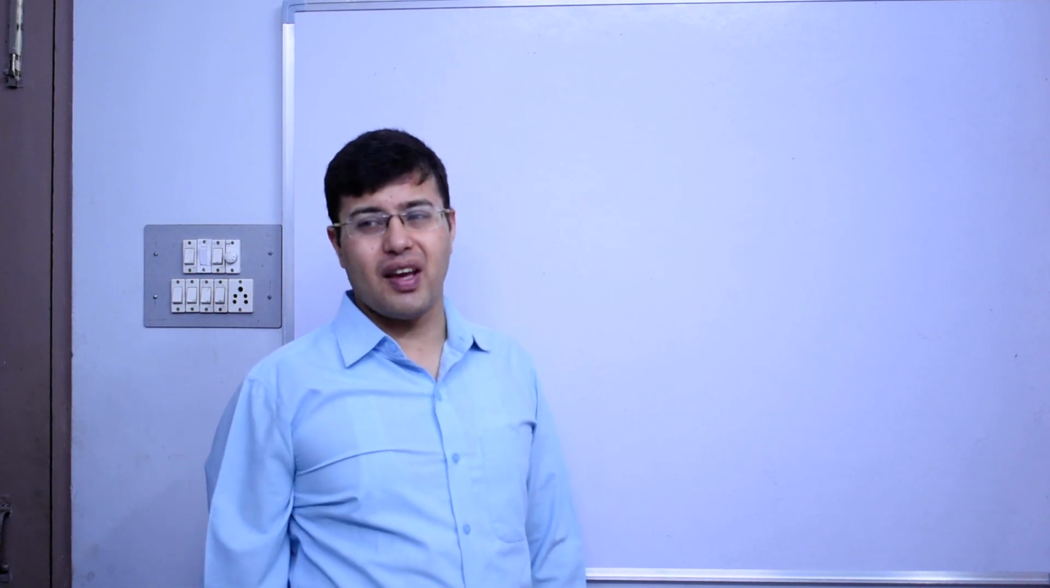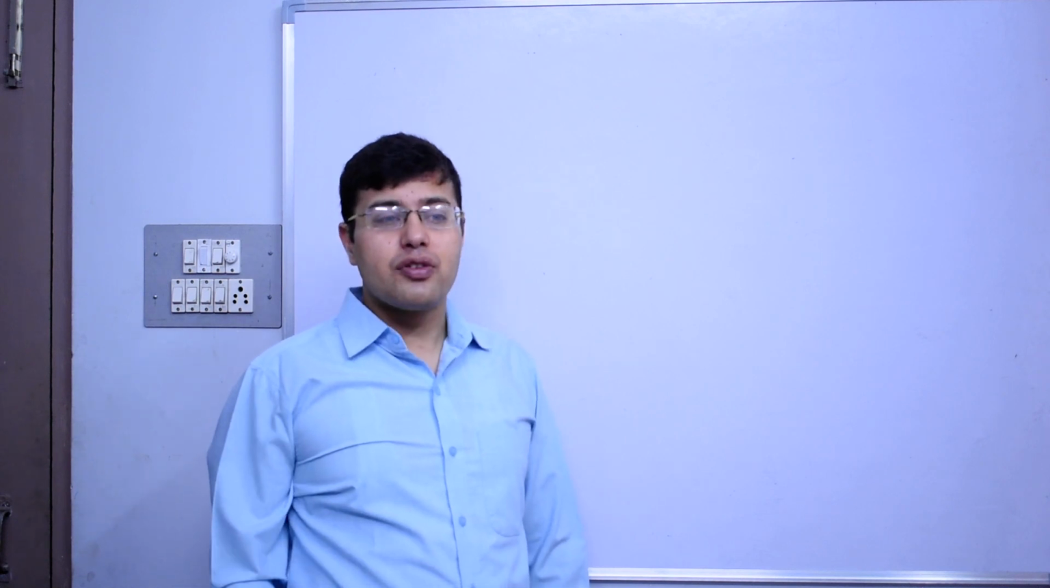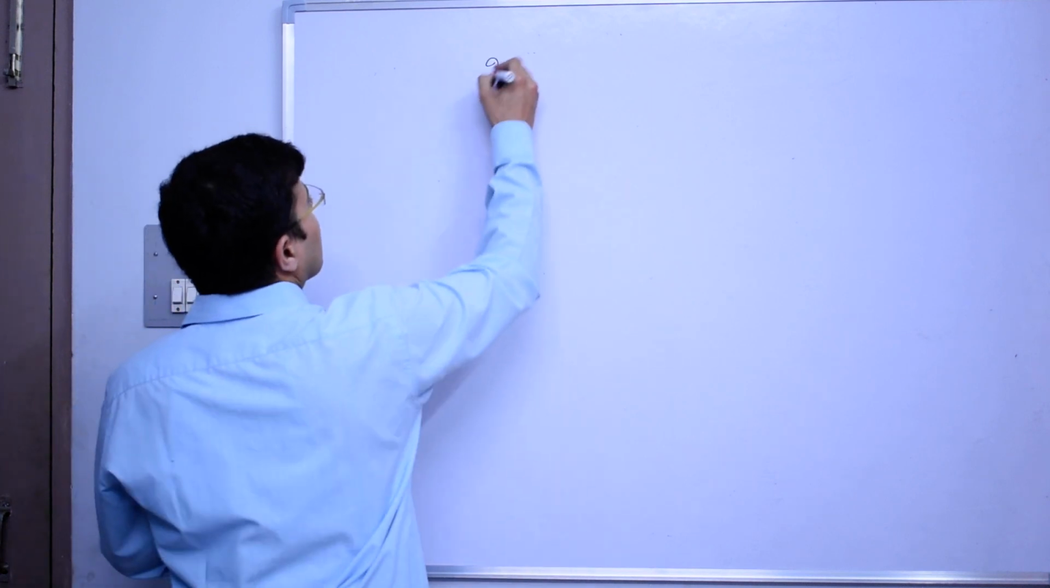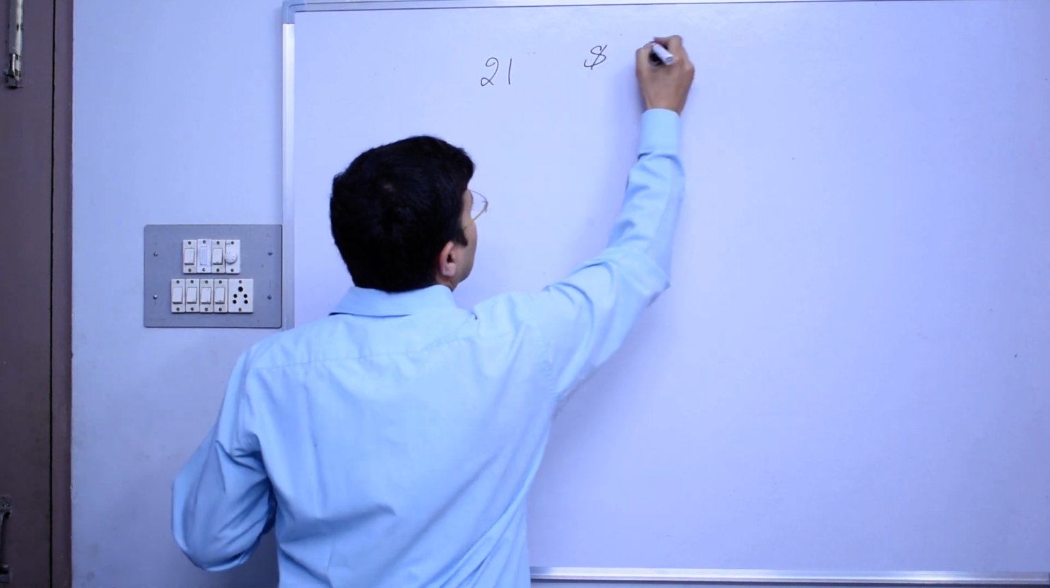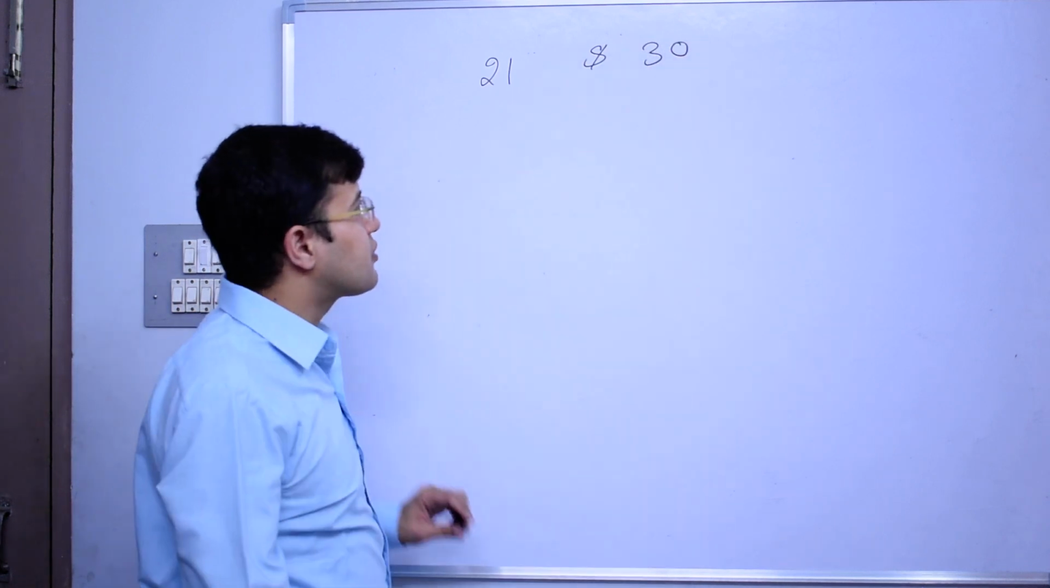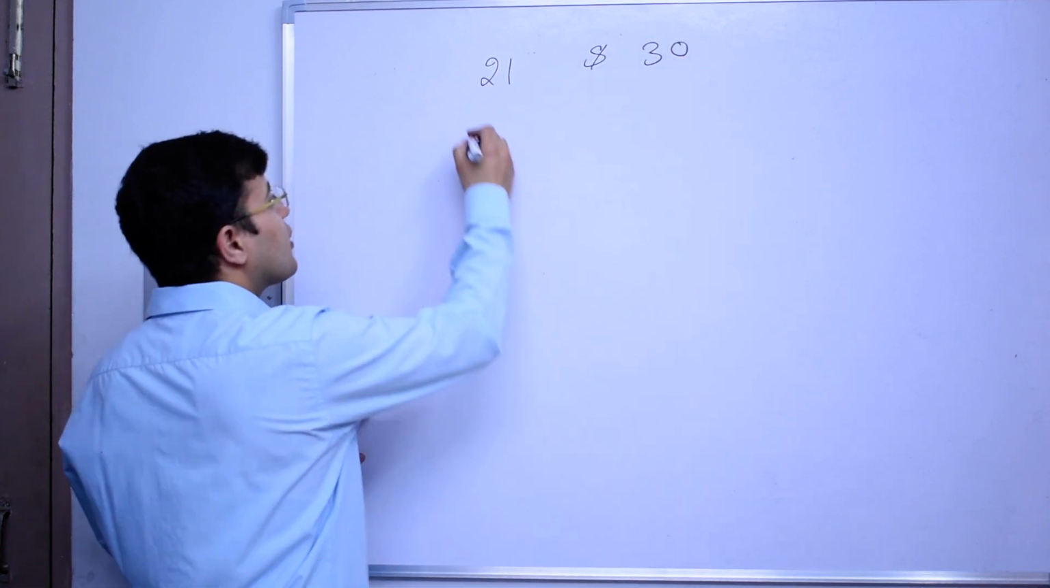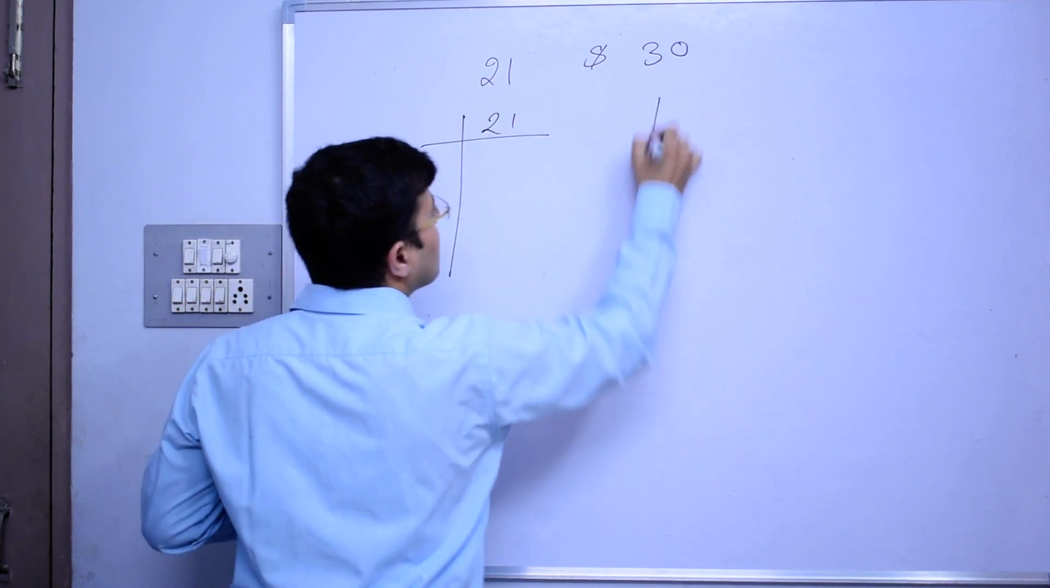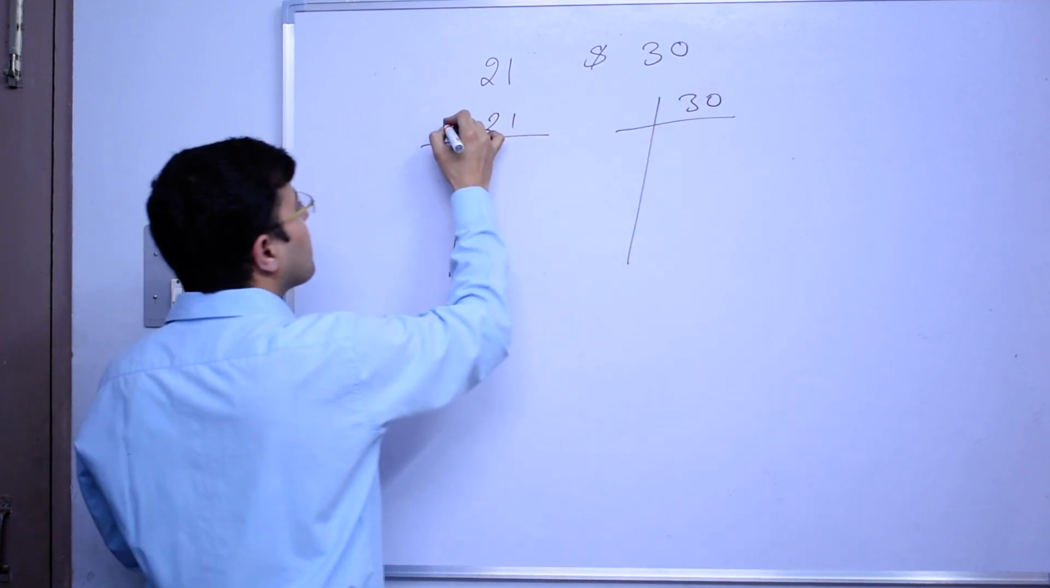Examples are very crucial. Most of the students run after examples that they jump on directly to the question exercise. But examples are important so that you get the confidence of solving those questions. Let's say 21 and 30. The examiner has asked to find the LCM of 21 and 30. 21, 30. Again prime factorization.